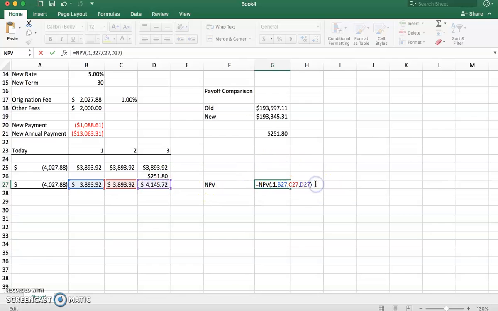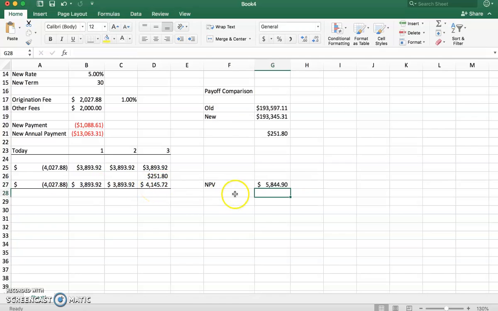All right, perfect. All right, and the last thing that we have to do, we can't forget this, we have to remember to add our initial expenses of $4,000. All right, so here you can see we will have saved $5,844 over those 7 years if we decide to refinance after 4 years.